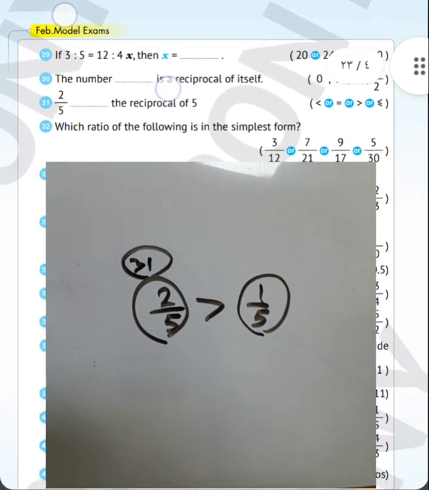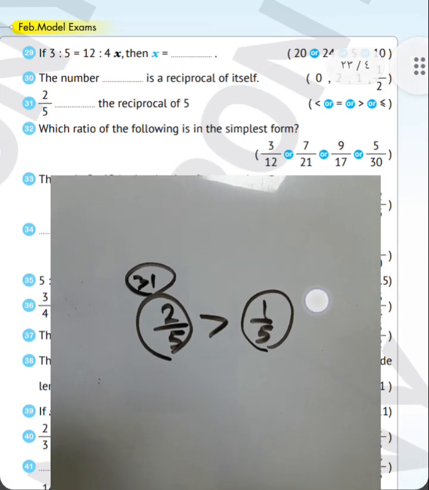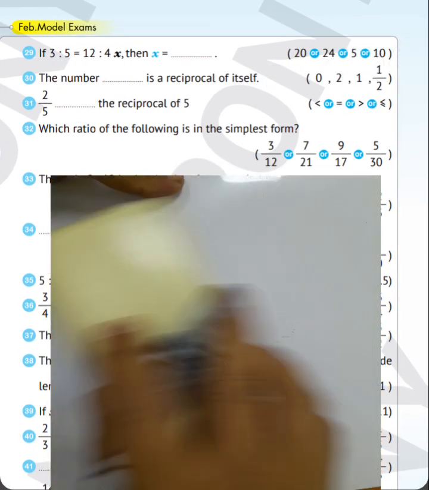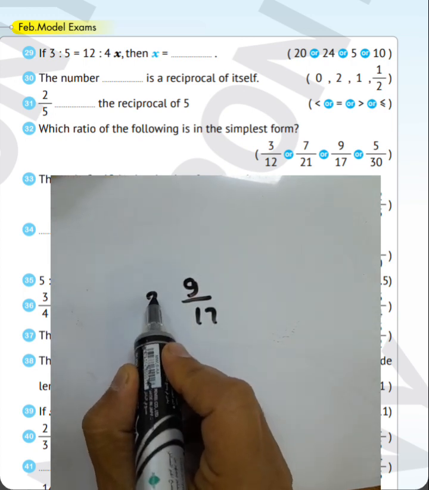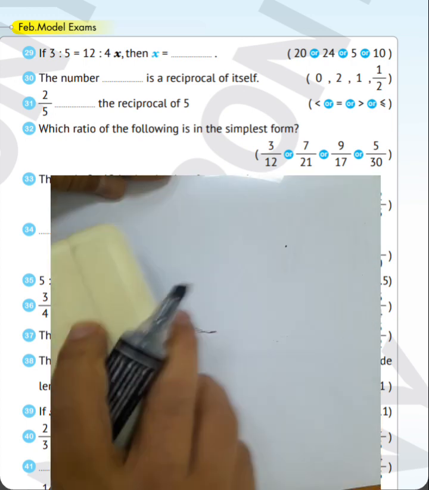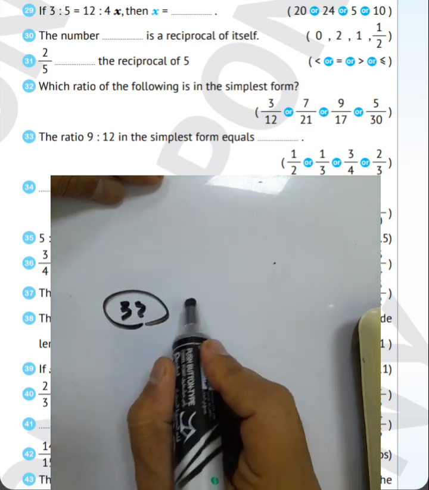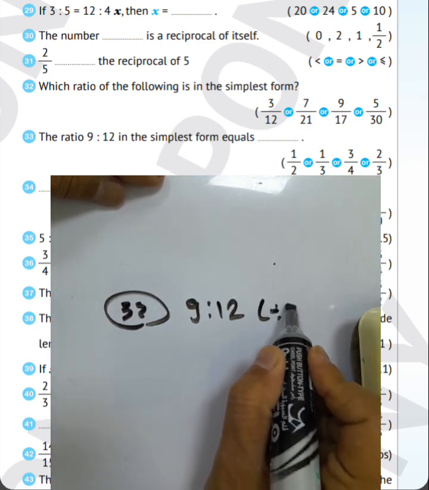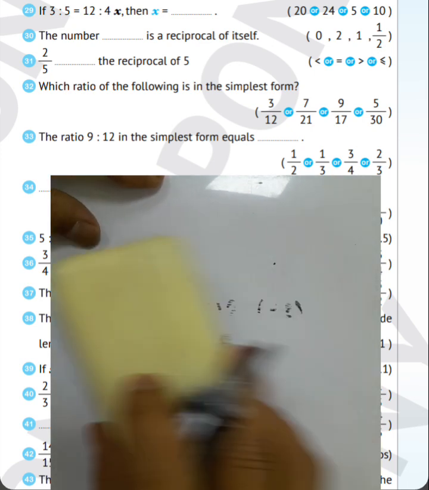Question 32, which of the following is in the simplest form? 9/17, because the highest common factor between them equals 1, so it is in the simplest form. Question 33, 9 to 12 in the simplest form: we can divide by 3, it will be 3 to 4, dividing both numbers by 3.